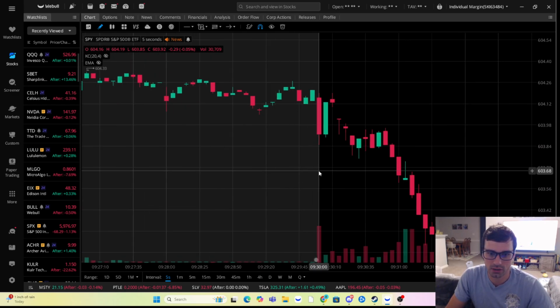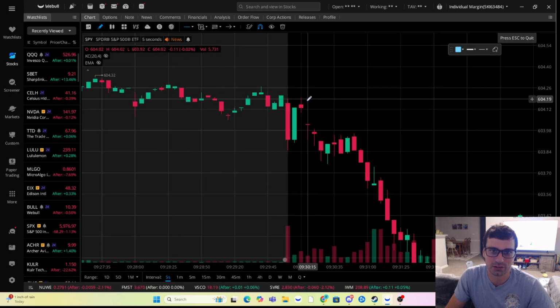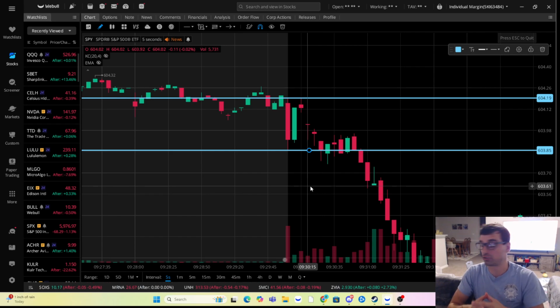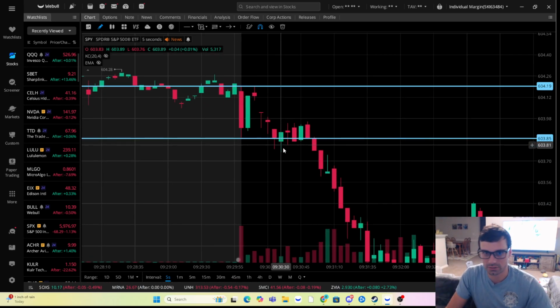All right, here we go. Here is our 9:30 candle. Bam, bam. Here it is. We're waiting for a break of structure. We get nothing to the upside. We get something to the downside. Alrighty, we're in a put.